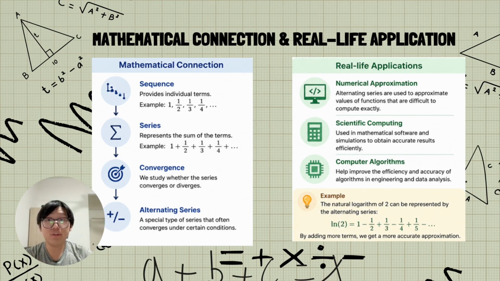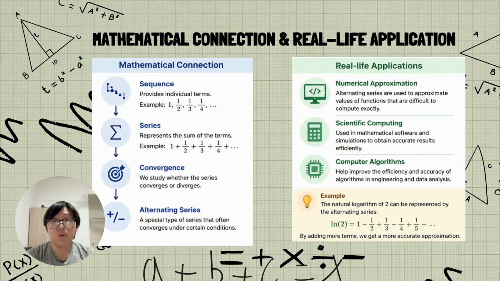Alternating series is closely connected to several concepts that we have learned in calculus. It begins with a sequence, which provides the individual terms. When we add those terms together, we obtain a series. For an infinite series, one important question is whether it converges or diverges. An alternating series is a special type of infinite series that often converges under suitable conditions. My teammate will explain those conditions in the next section.